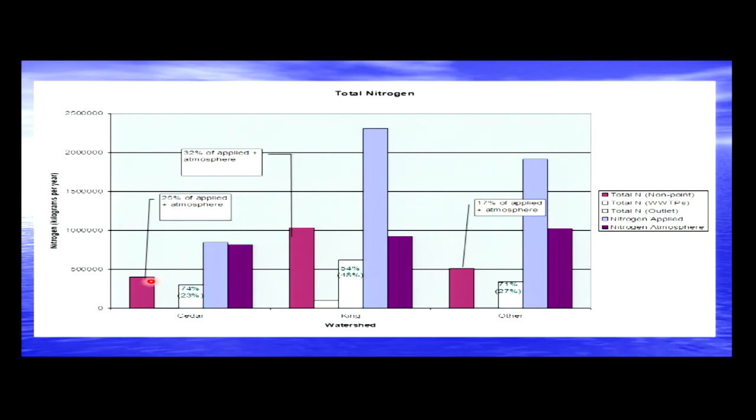So this is how much is at the watershed outlet. This is how much is leaving the field. Just take me back. The nitrogen applied is this one. Sorry, this is what is applied, and this is what is leaving the field, and this is what is reaching the watershed outlet. So almost 74% of what's coming from the field is reaching the lake.